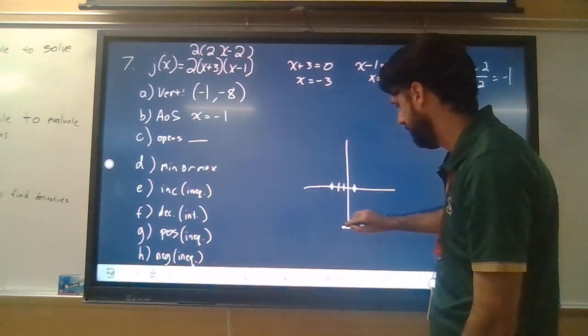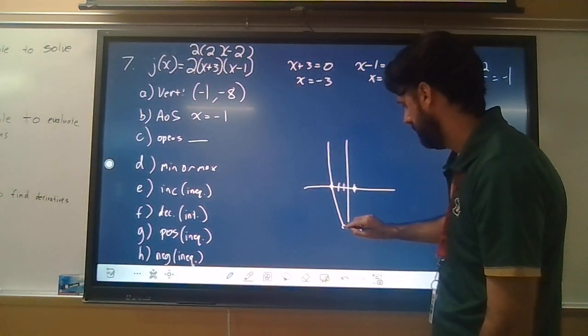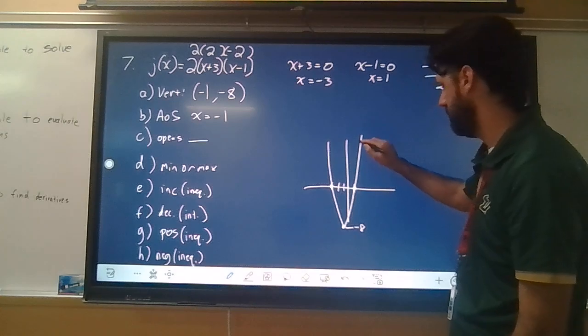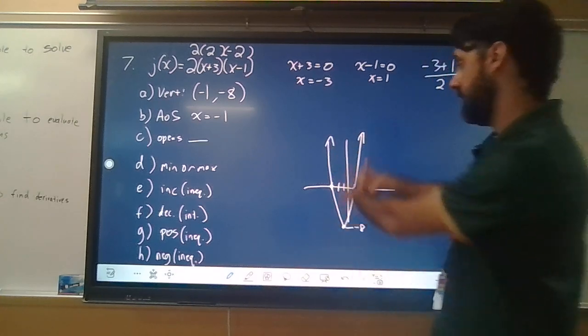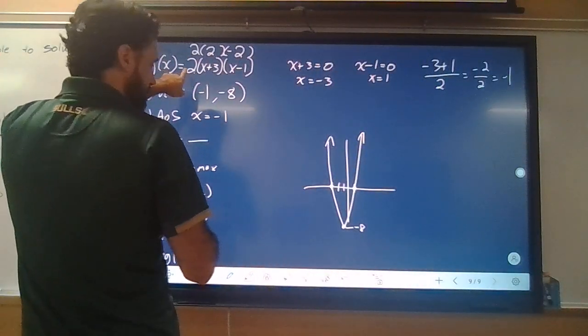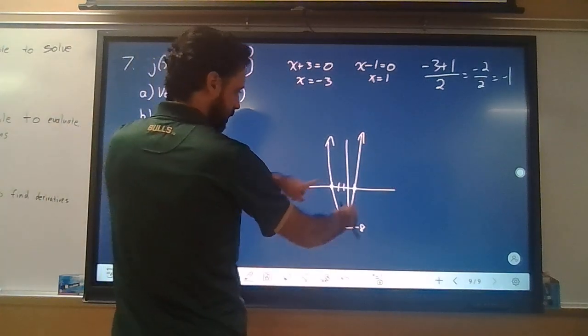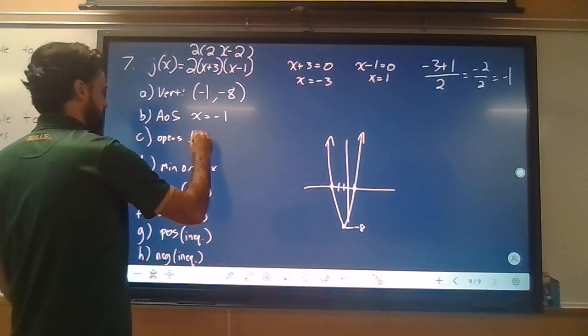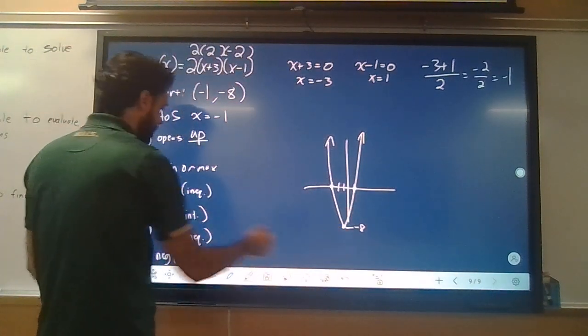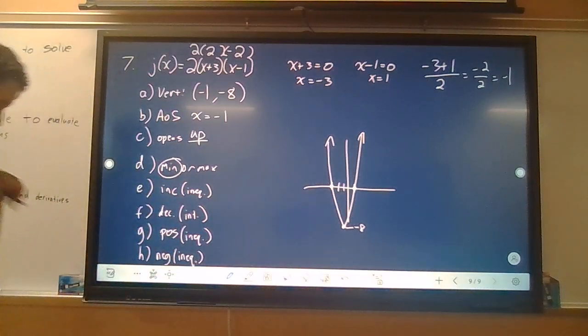So this graph, okay, we can go through those points. And obviously the graph has to open up. We know that because A is positive and because the vertex is below the 0, so it opens up. That point, the vertex, is at the bottom of the graph, so it's a minimum.